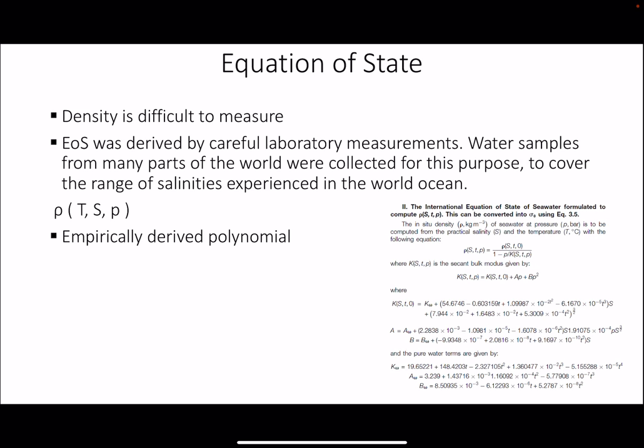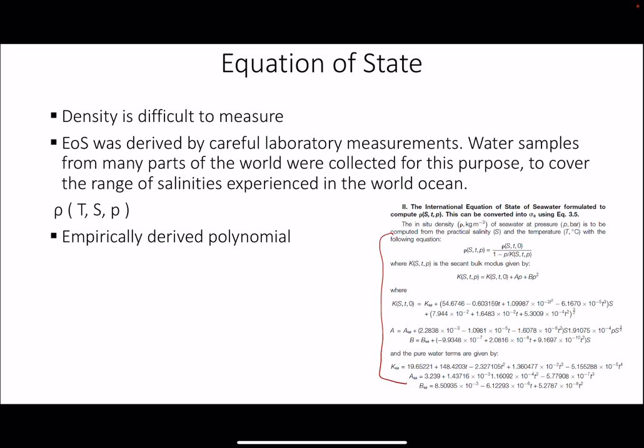And so what was done was a whole ton of laboratory measurements from around the world covering a variety of salinities. And people came up with this crazy empirical relationship, meaning that they looked at the relationship between temperature, salinity, pressure, and density and came up with this equation so that if you know the temperature, salinity, and pressure, you can use it to calculate density.